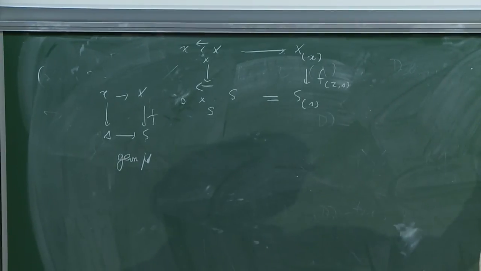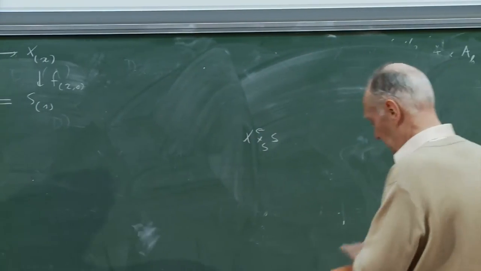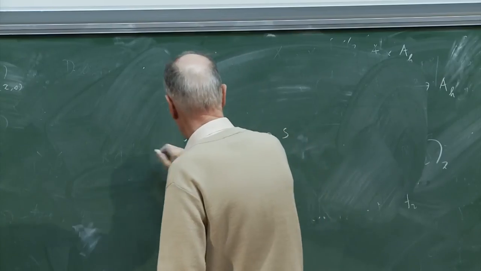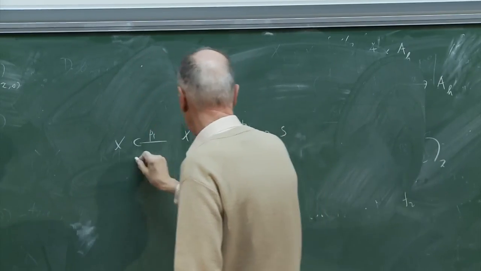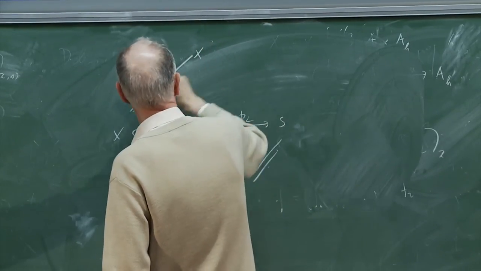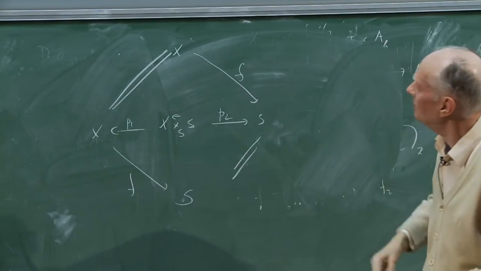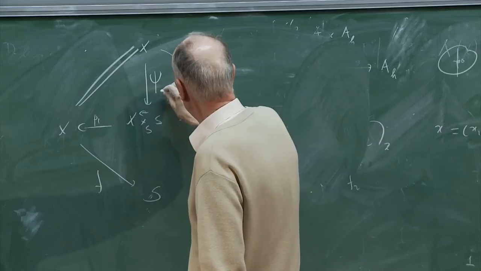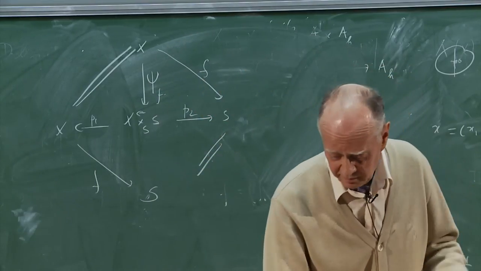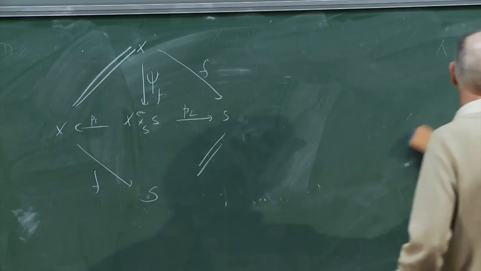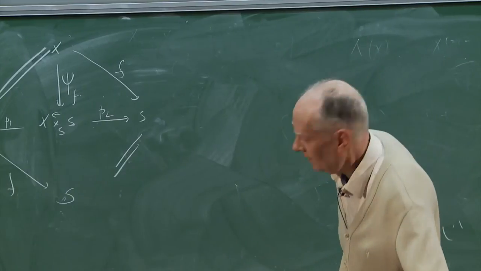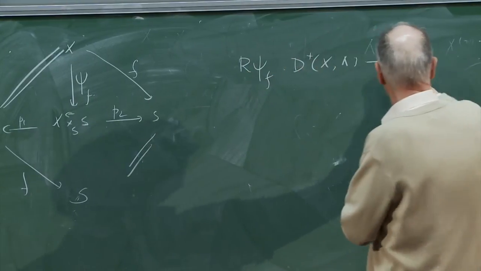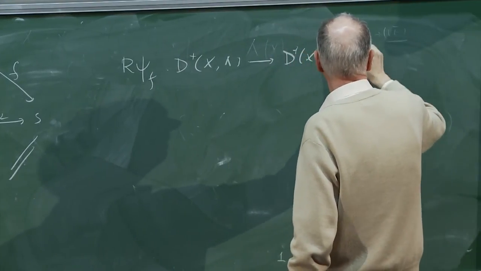Now, here in the vanishing topos, we have those two projections on S, and here X, P1, P2, and here it's F. So if I look here at the following diagram, this is commutative, so by a universal property, this defines a map, psi F, which in fact gives rise to a derived functor, the nearby cycle functor, R psi F, from D plus of X lambda to D plus of X cross S S lambda.